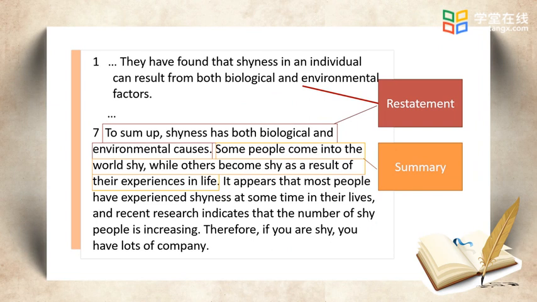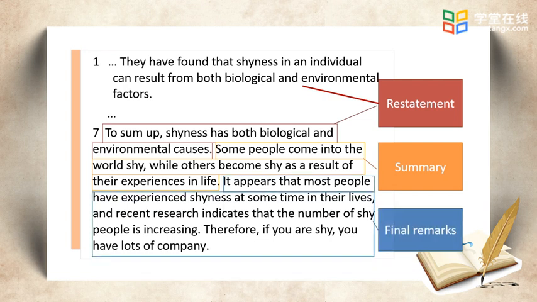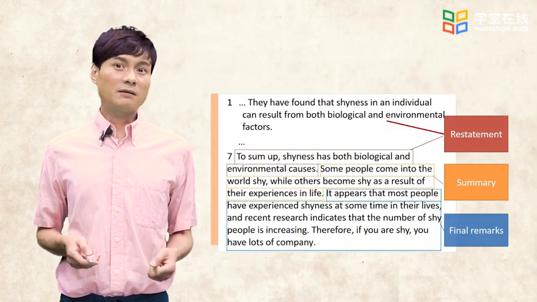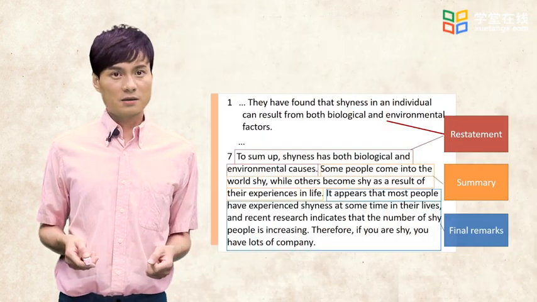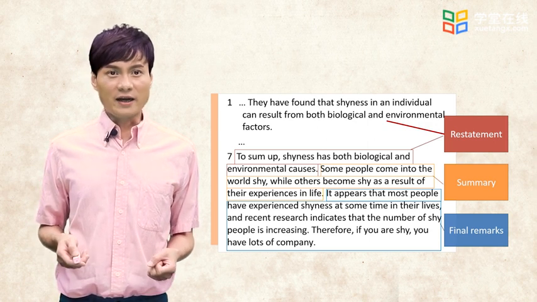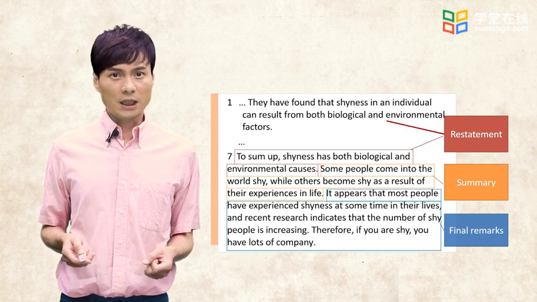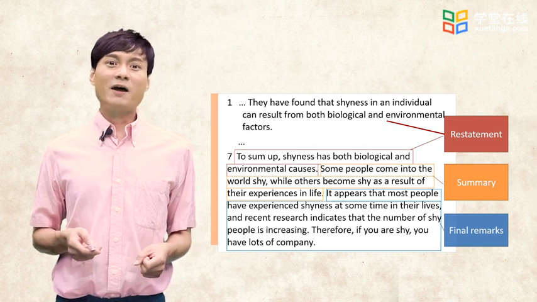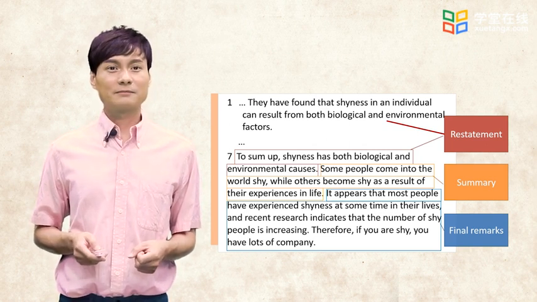The last 2 sentences here are not about the causes, are they? Then what are they about? Expressions like most people, increasing, and lots of company show that shyness is very common, and provide a comment on the topic, the final remark. If you can still remember, the essay starts with shyness as a universal phenomenon. The final remark here echoes the beginning. It provides a sense of completeness.